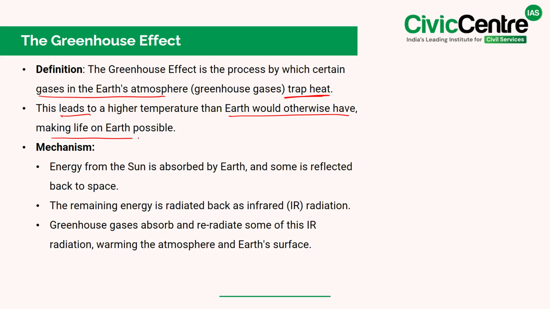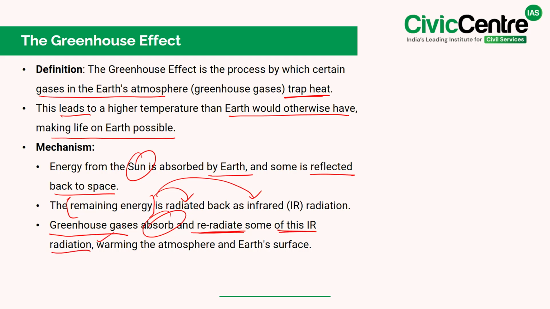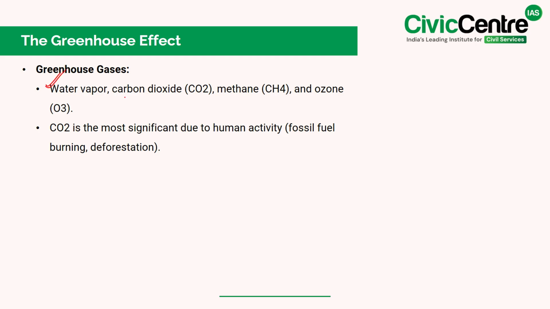The process begins when the energy from the sun is absorbed by the Earth, while some of it is reflected back into space. But the remaining energy is then radiated back as infrared radiation. The greenhouse gases in the atmosphere absorb and re-radiate this infrared radiation, thereby warming the atmosphere and the Earth's surface. Among the key greenhouse gases, water vapor, carbon dioxide, methane, and ozone play significant roles in trapping heat. However, CO2 is the most impactful greenhouse gas due to human activities such as fossil fuel burning and also deforestation, which have caused its levels to rise drastically.